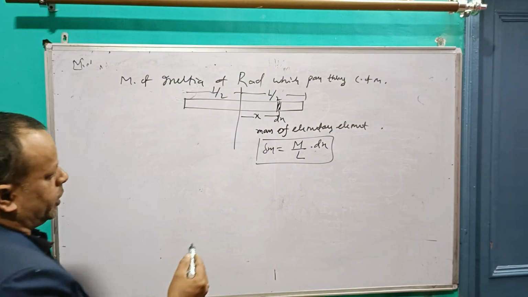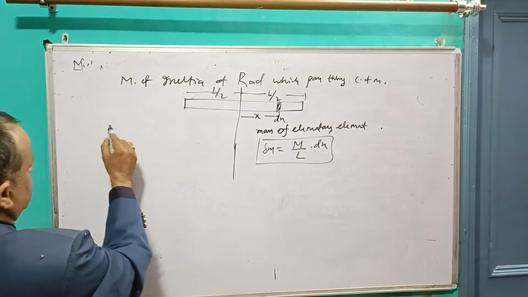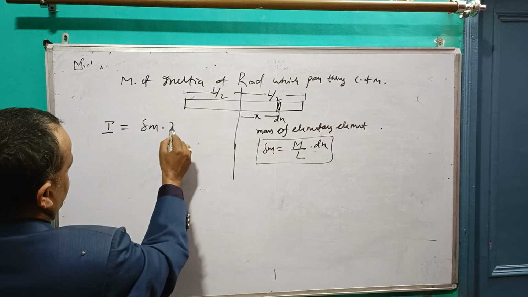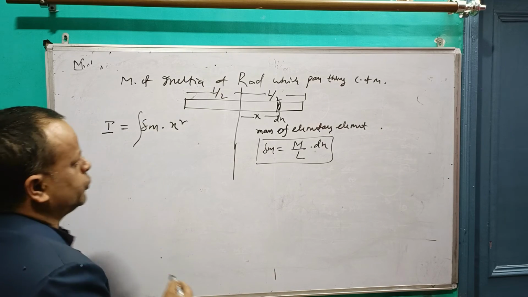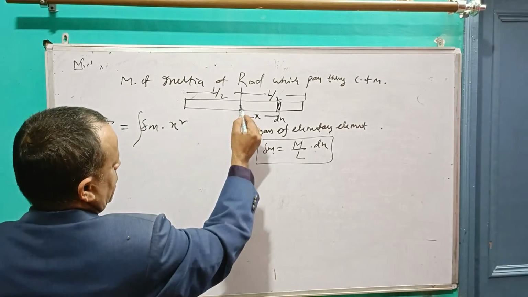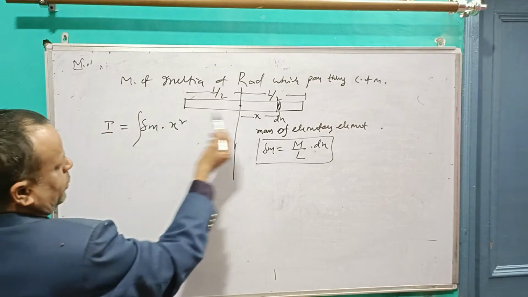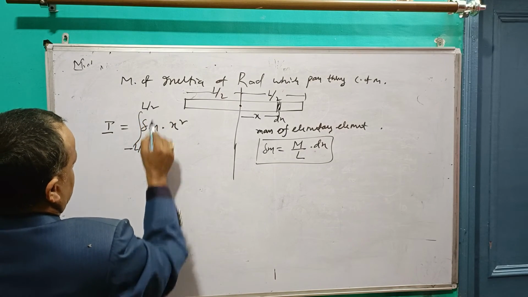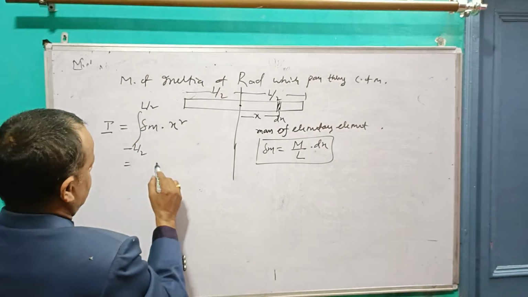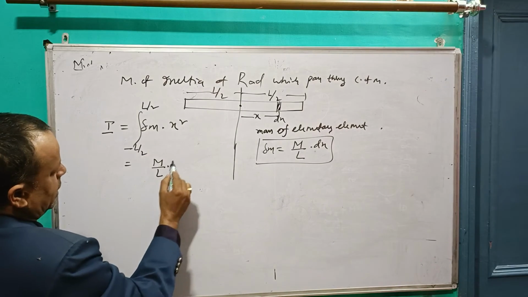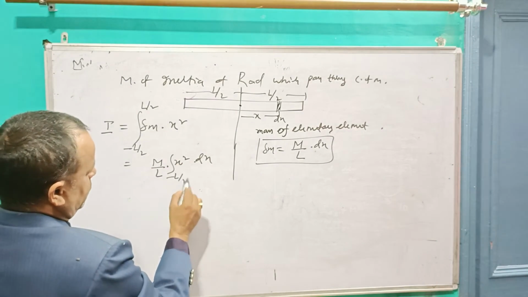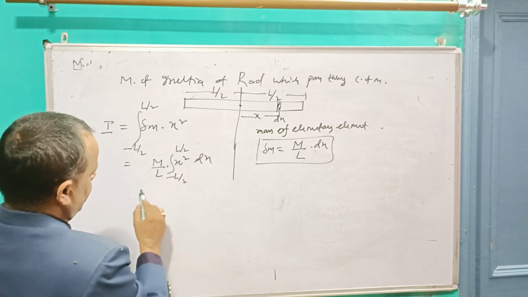And we know how to calculate the moment of inertia. It is basically delta m into x square, and it goes from where to where? This is the origin, so this side is going to be minus L by 2 and this is L by 2. What do we have? Delta m is M by L, times x square delta x, from minus L by 2 to L by 2.